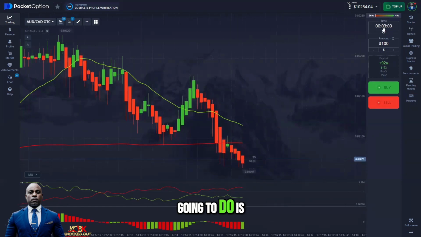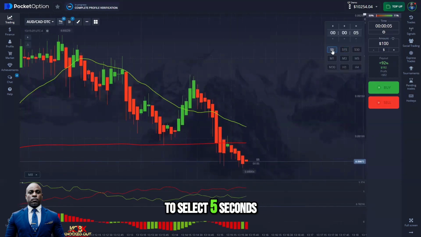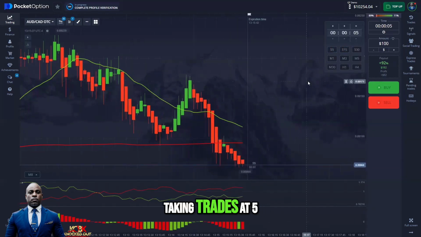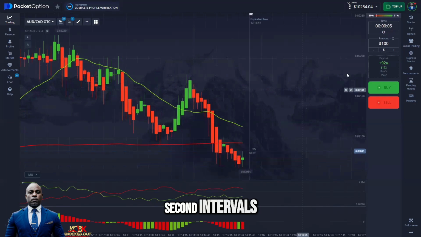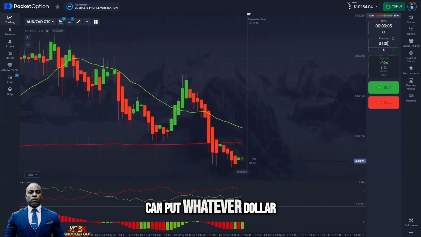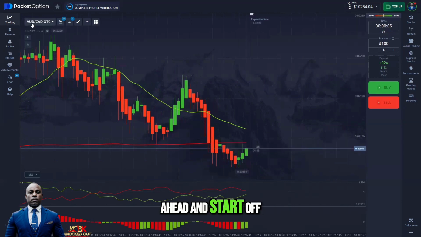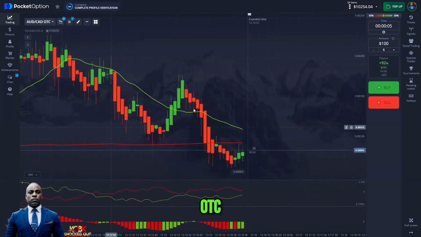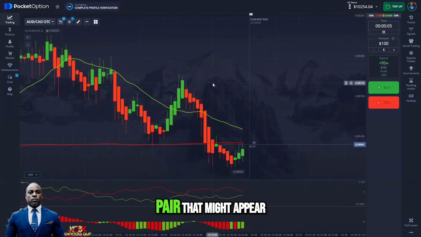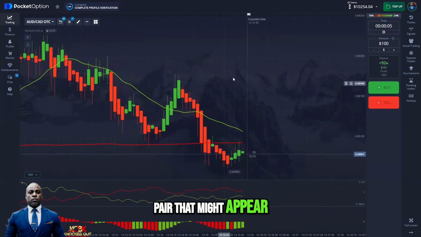The next thing we're going to do is select 5 seconds because we will be taking trades at 5-second intervals. And then here you can put whatever dollar amount that you would like. I'm going to go ahead and start off with AUD CAD OTC, and look for a pair that might appear.